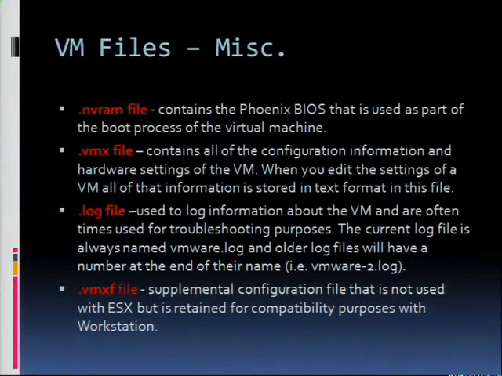The VMX file is a configuration file that contains all the hardware settings of the VM, basically just a text file. Anytime you make changes to a VM's settings in the vSphere client, all that information is stored inside of this file. It contains things like what type of virtual hardware is in the VM, specific advanced settings for the VM, and other information relevant to that VM. You can edit this file directly. Typically it's not recommended, but you can go in there and make your own changes if you want to.